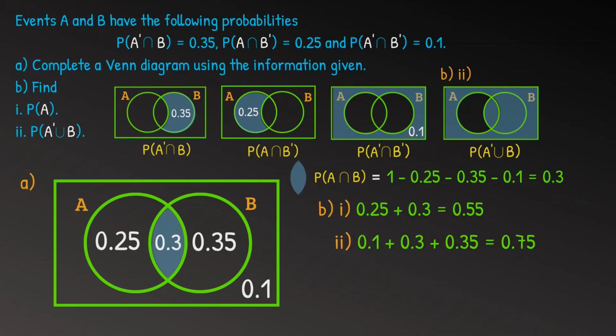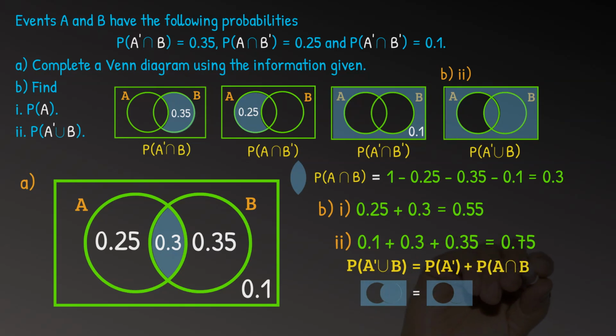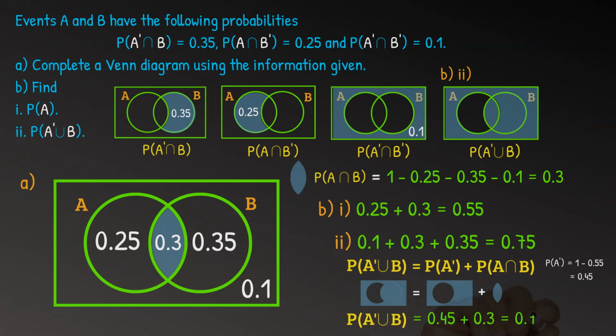Another way to get the same answer would be to say the probability of A complement union B is equal to the probability of A complement plus the probability of A intersect B. Now the probability of A complement is 1 minus the probability of A, and we know the probability of A is 0.55, so the probability of A complement is 0.45, and we know the probability of A intersect B is 0.3, so we have 0.45 plus 0.3, and again we get 0.75.